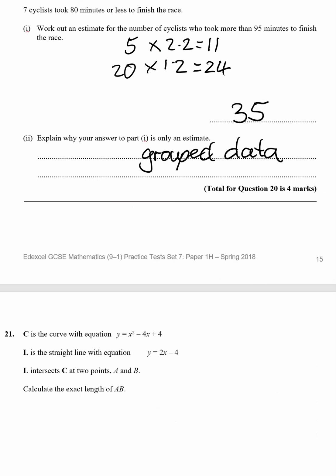Next, let's have a look. We've got a curve and a straight line. L intersects C at points A and B. Calculate the exact length of A and B.